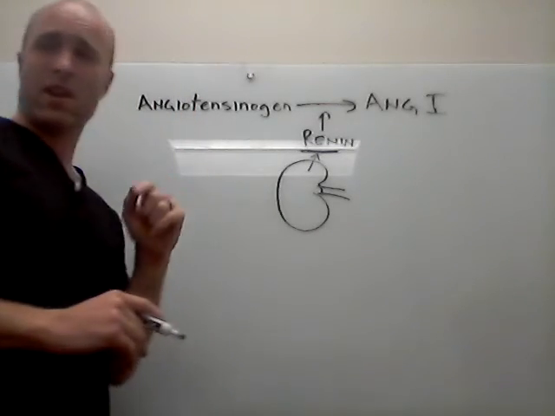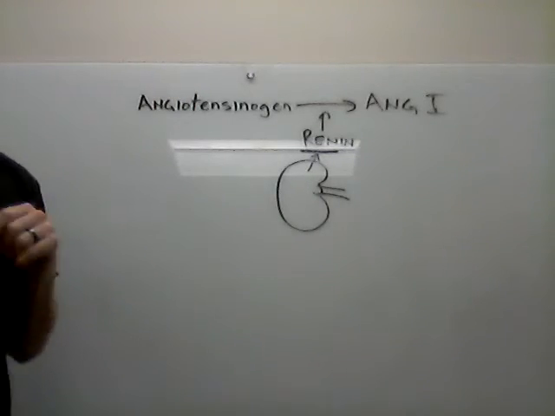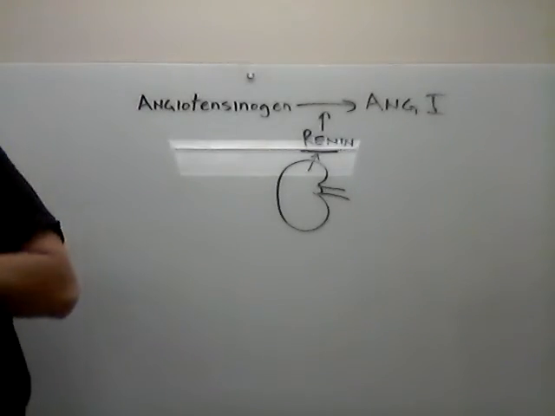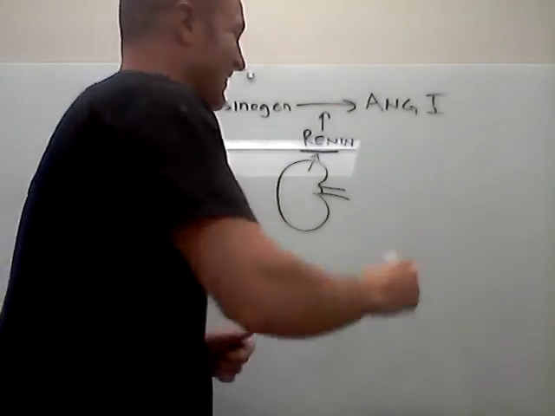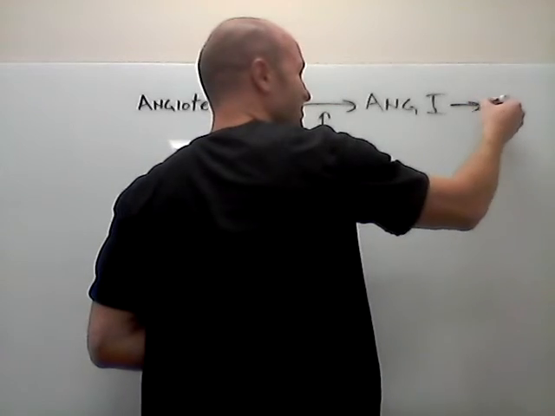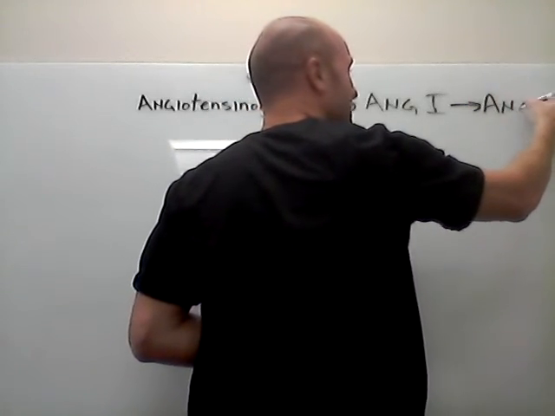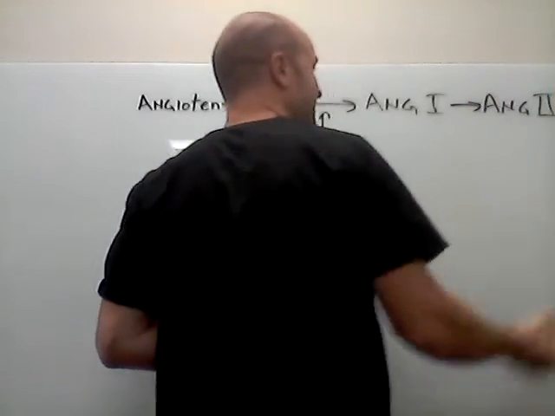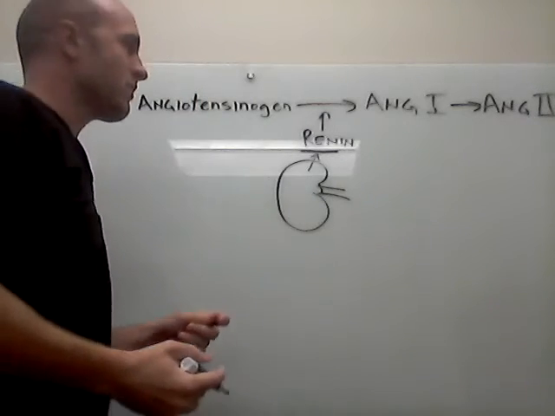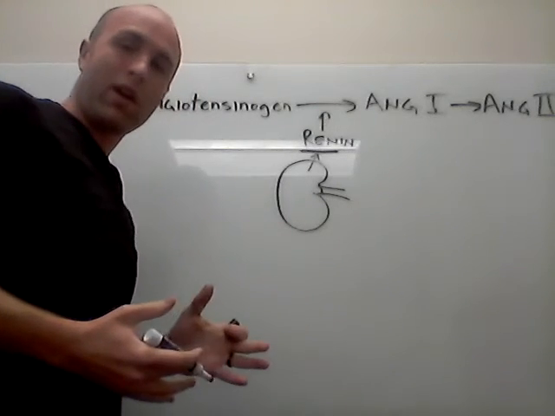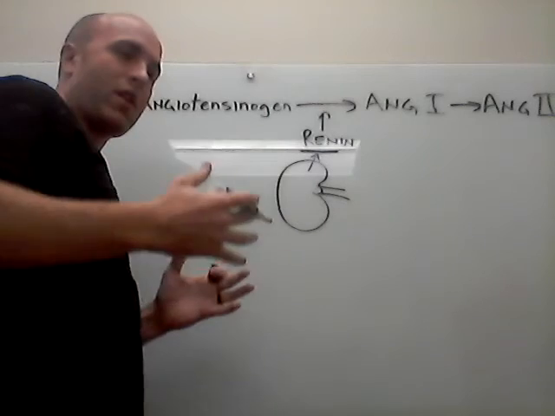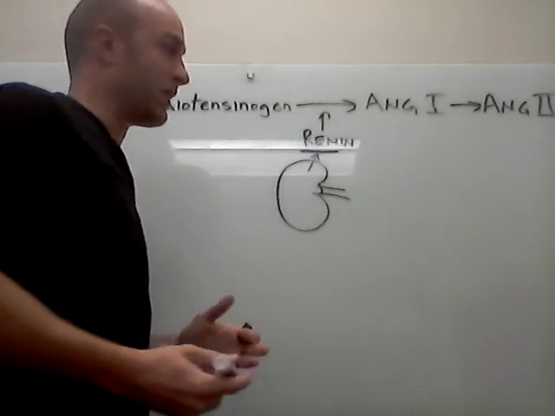Excuse me. Ugh, I have to sneeze really bad. Excuse me. Angiotensin 1 has to turn into angiotensin 2 in order to be active. So this is where our ACE inhibitors come in. Okay?